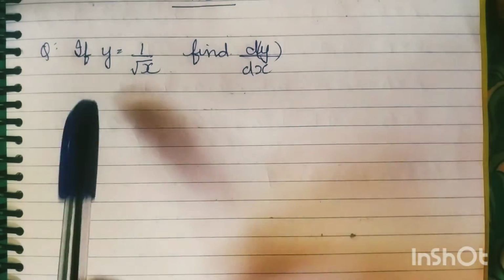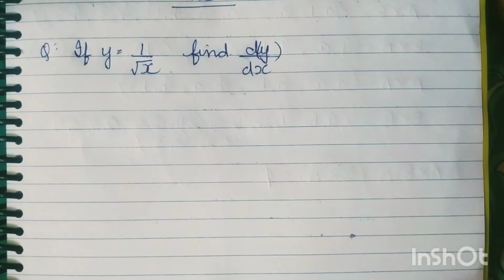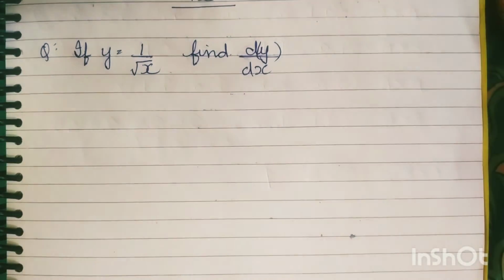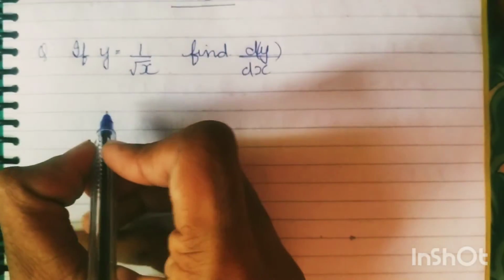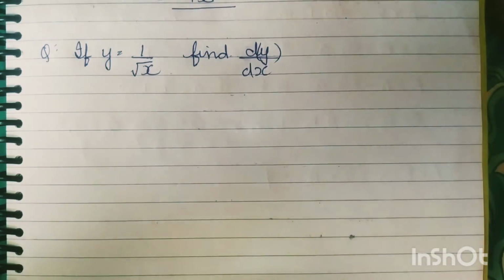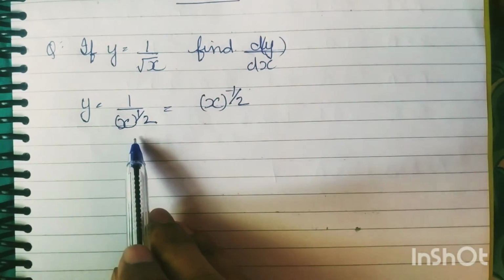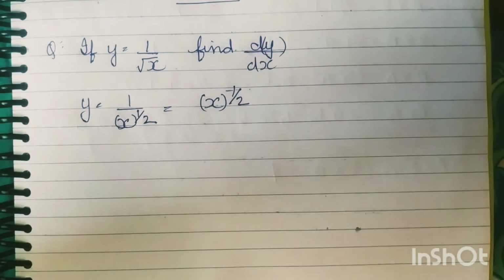We are given y is equal to 1 upon root x. We have to find differentiation of y with respect to x. Now you may be wondering that there is no power in root x. So how will we do that? First you will convert this root into power. You all know that root is equal to power of half. So we remove the root sign and place the power, that is half.